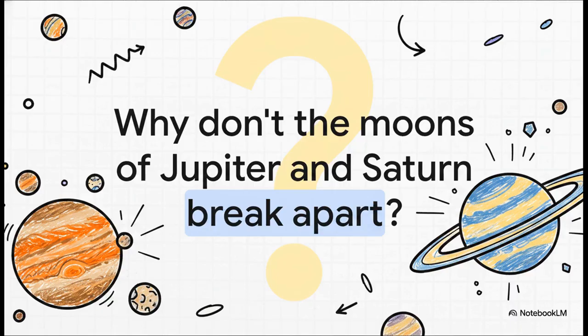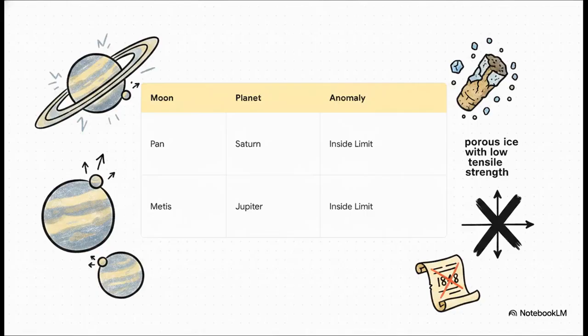If this mathematical Roche limit is definitively correct, then why on earth do certain fragile moons currently orbiting Jupiter and Saturn completely defy it? It's a real puzzle. And this brilliantly illustrates the structural anomalies of the moons Pan and Metis. Take a look at the breakdown here, and notice just how profound these anomalies are. Both of these moons orbit well inside their respective planets' established Roche limits, so according to standard gravitational tidal models, they should literally be ripped to absolute shreds.